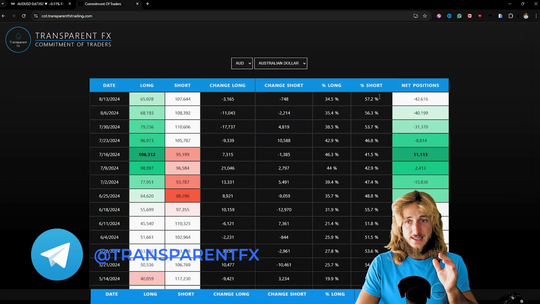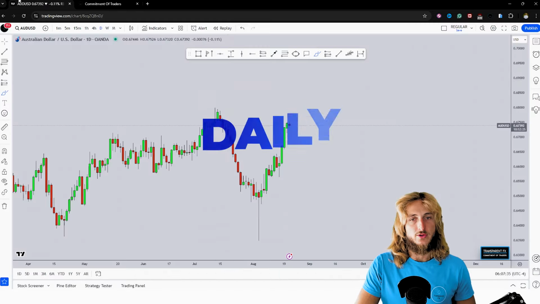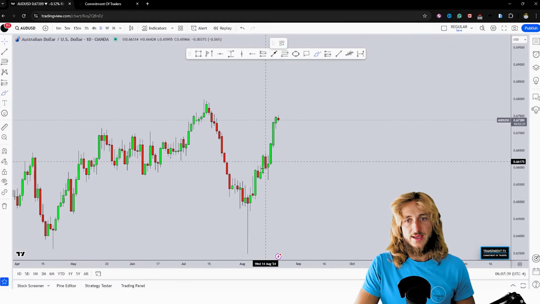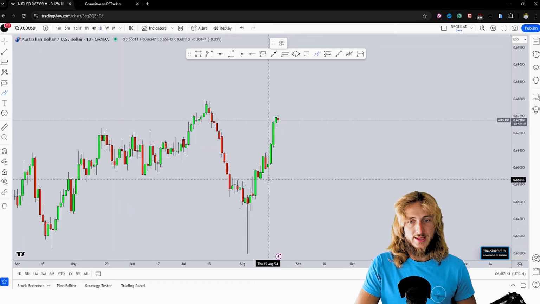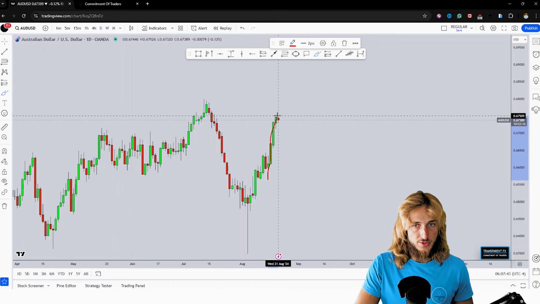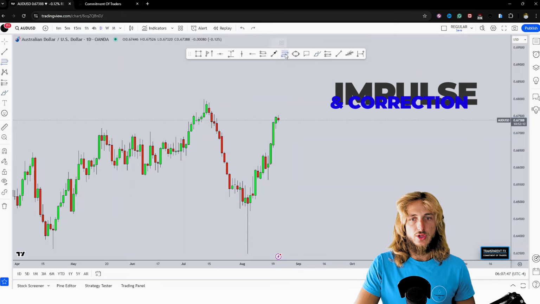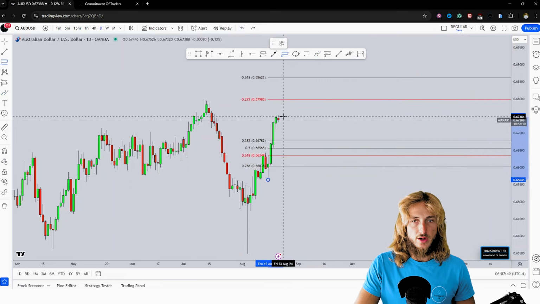Now, let's keep this in mind and move back to the chart from a technical standpoint. So here in the daily, as we were saying, the market is currently in a bullish trend and it has just created a strong impulse. Now, after an impulse, if you want to measure the correction, you have to take your Fibonacci from the low to the high of the impulse leg.